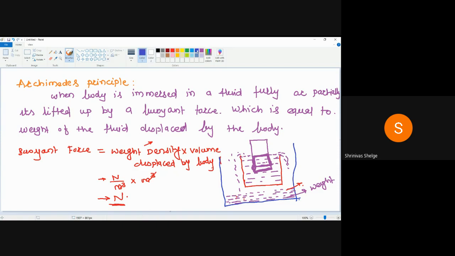Have you understood the question? So how to find out this volume of fluid displaced by the body? Because I want to find out the buoyant force. So buoyant force equals weight density into volume, that is, the volume of the fluid displaced by the body. Weight density is given, already known, correct? So how to find out this volume of the fluid displaced by the body? Is it clear now about my question? Yes, sir, it is clear. So how to find out?